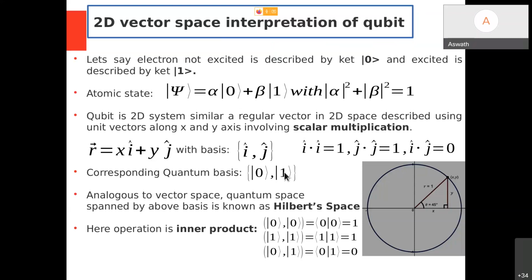Okay, that makes sense. And what are the base vector multiplications that exist in a two-dimensional vector space? i dot i is 1, j dot j is 1, i dot j is 0. The scalar multiplication or dot product that I'm talking about. So there should be some kind of multiplication between these two base vectors which has a one-to-one correlation to this. What is that? An operation between 0 ket and 0 ket should give me 1, 1 ket and 1 ket should give me 1, and an operation between 0 ket and 1 ket should give me 0, right?